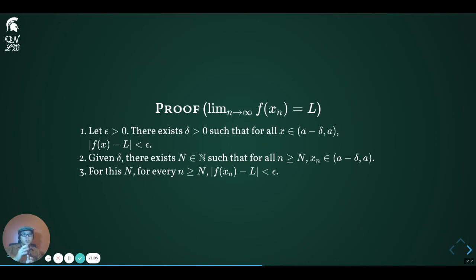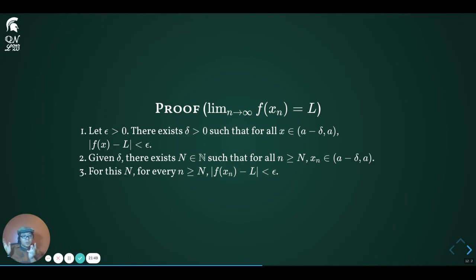We will use the convergence of the function first. Given epsilon positive, we can find a delta positive such that on the interval from a minus delta to a, the difference f of x minus L is no more than epsilon. The convergence of the function spat out a delta, so let's use that together with the convergence of the sequence x sub n. Given the delta from the first step, there exists some capital N such that for all further indices, x sub n is within the interval from a minus delta to a. This is the statement that x sub n converges to a.